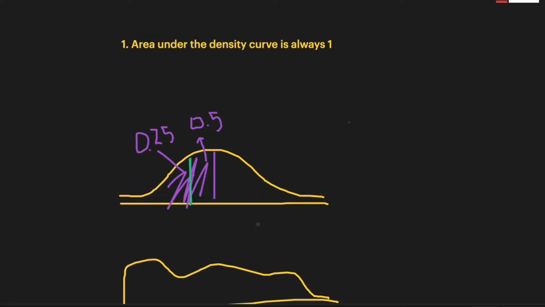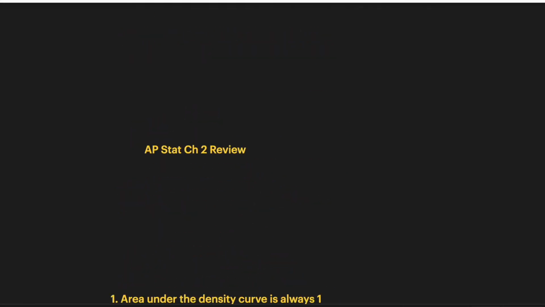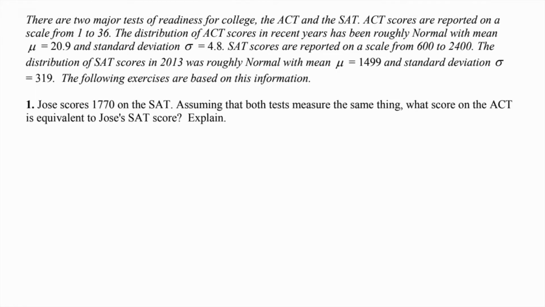So now that we've gone over these main concepts, let's go over word problems. Normal distribution type practice FRQ. There are two major tests of readiness for college, ACT and SAT. Obviously this one's from before when the SAT had a score of 2400. It says ACT scores are roughly normal, with a mean of 20.9 and standard deviation of 4.8, and SAT scores were also roughly normal with a mean of 1499 and a standard deviation of 319.